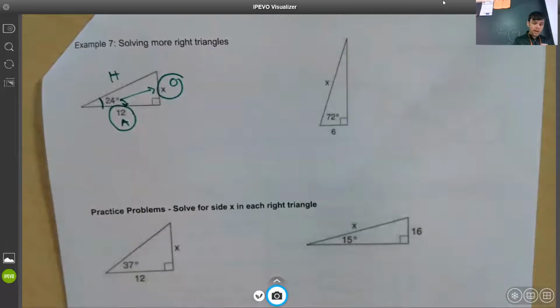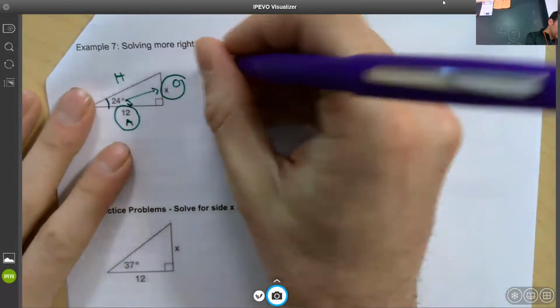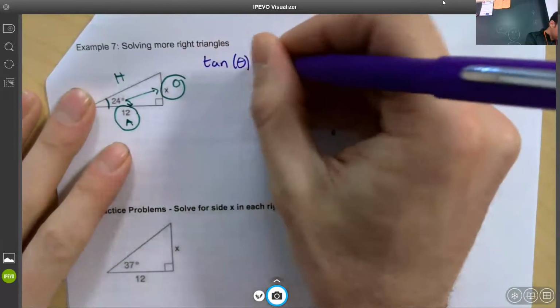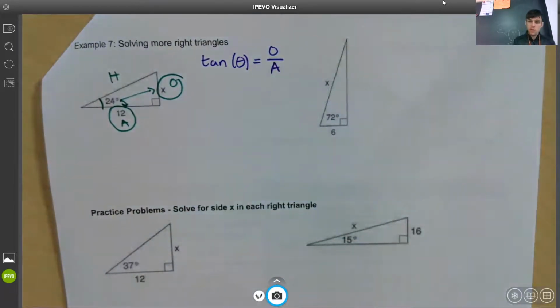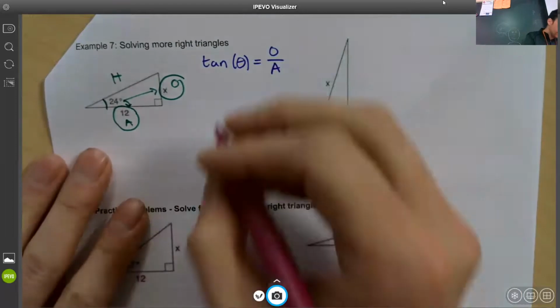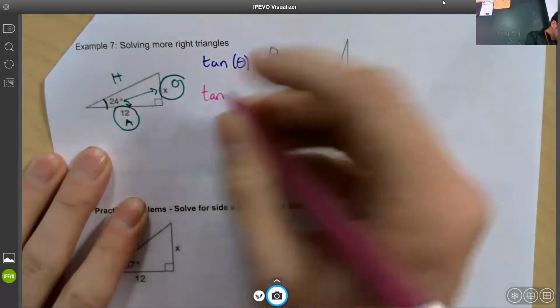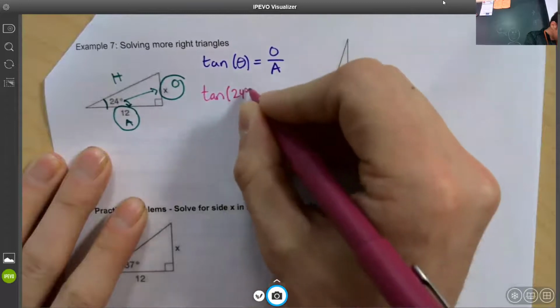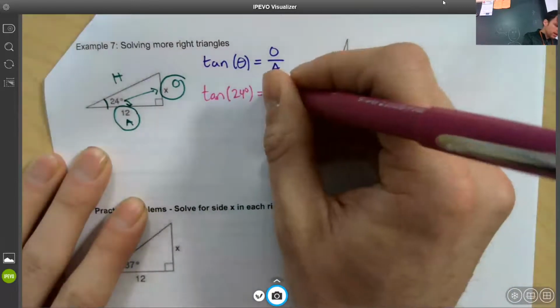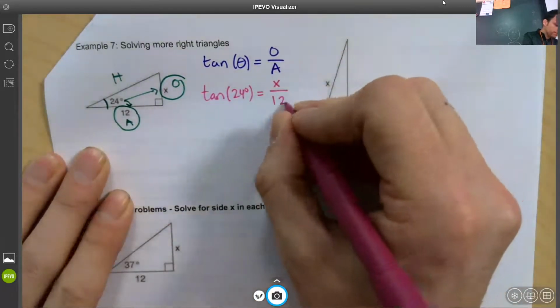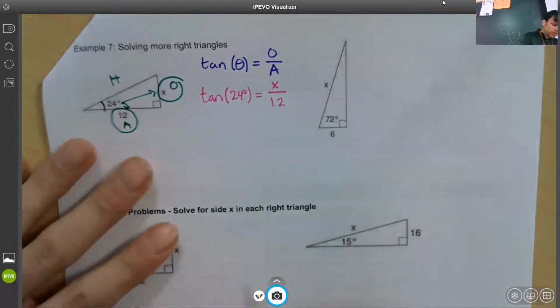Opposite and adjacent, those two sides are used in the tangent ratio. So tangent of our angle is equal to opposite over adjacent. This is the equation structure that we're going to be using to solve for this x here. We're going to go ahead and plug in the values that we know. So we know our angle measurement. So this is tangent of 24 degrees is equal to opposite, which is x, that's our unknown, divided by the adjacent, which is 12. Again, this is just a number.